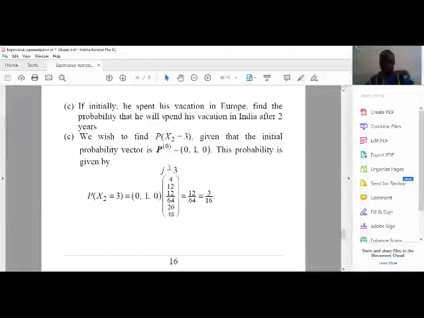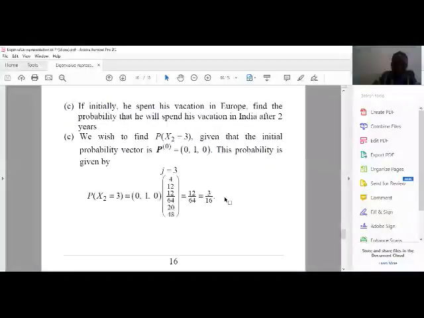When you do that multiplication, it gives you 12 over 64, which is 3 over 16. This times this, plus this times this, plus this times this, gives you 12 over 64. So the probability that he will be in India after 2 years, if initially he was in Europe, is 3 over 16. Are you okay? Great.